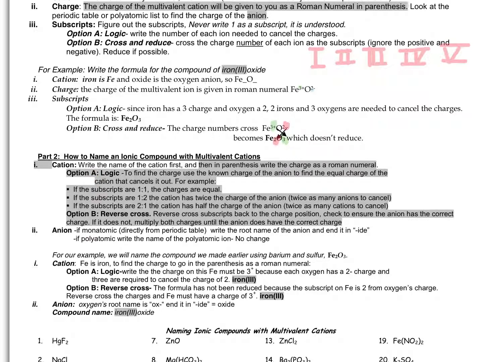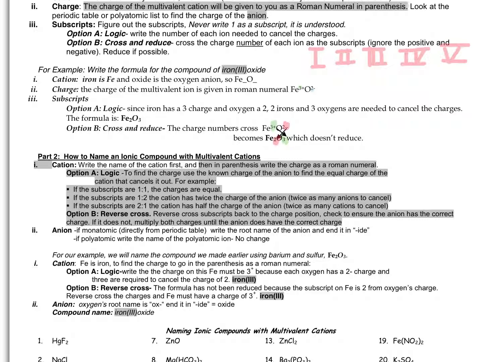So for option A, we have to figure out what this charge is. To find the charge, we use the known charge of the anion to find the equal charge of the cations that cancel out. For example, if my subscripts are 1 to 1, then the charges are equal. If it's FeCl, then that Fe must have a 1 charge because the Cl has a 1 charge. They balance out, 1 to 1.